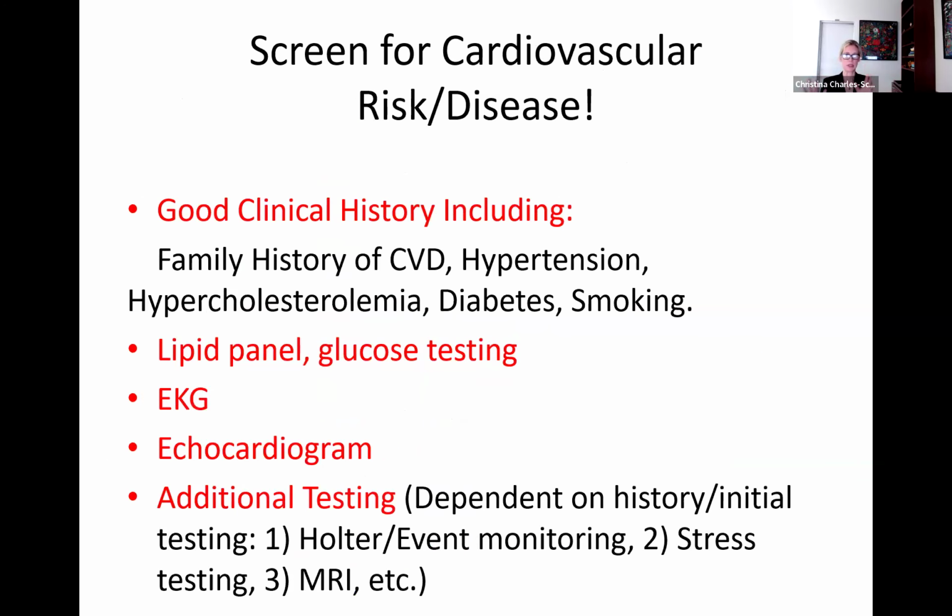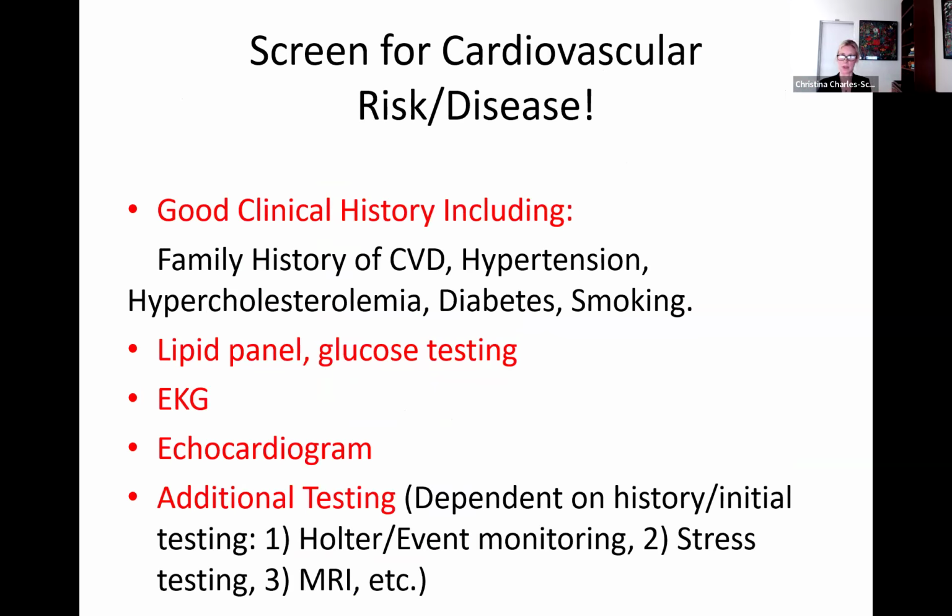Okay, cardiovascular risk assessment. Everybody needs to be screened for cardiovascular risk. I'm going to show you a paper in 50 patients with IBM. It's going to say you don't need to worry about it if you have IBM. I don't buy it.